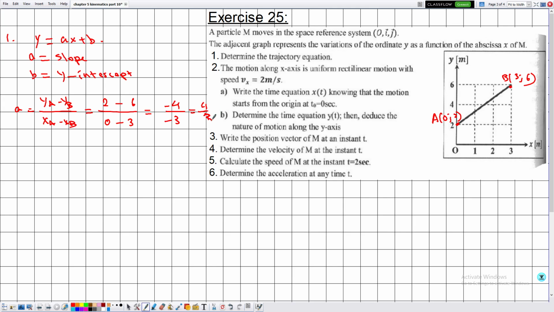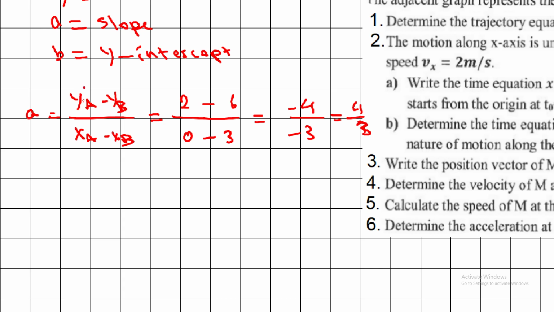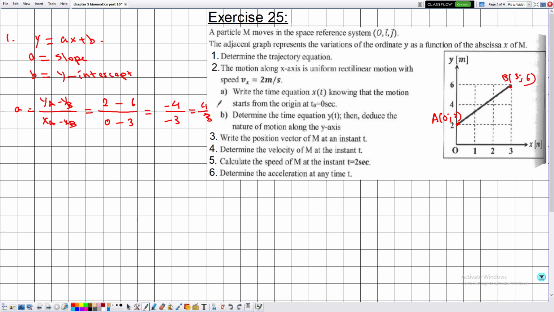Okay, so always in physics, all quantities must have a unit. Here we can simply place SI, or if you are interested in the unit of the slope, notice that ya minus yb is expressed in meters and xa minus xb is also expressed in meters. Meters with meters cancel out, so a is unitless. Okay, it happened in this case that a is unitless or dimensionless.